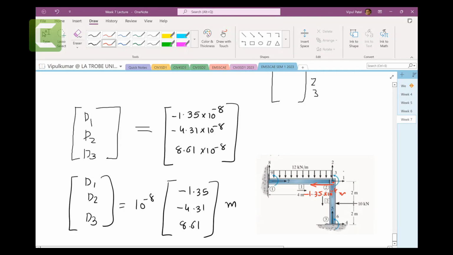Number two, you get displacement going in this direction. By the way, this point is going to go down by minus 4.31 times 10 raised to minus 8, the minus sign indicating down, meters. And this point will rotate in the same direction because it's positive. That rotation is 8.61 times 10 to the minus 8 radian. I hope it makes sense for D1, D2, and D3. Any questions there? Let me check.